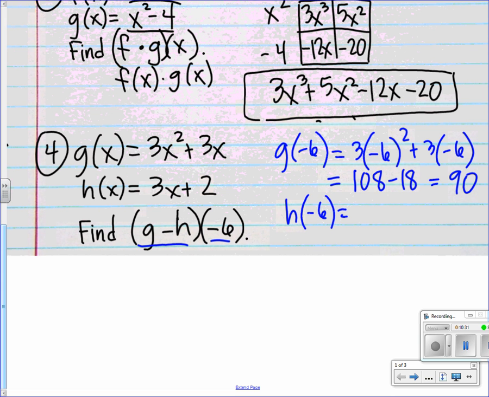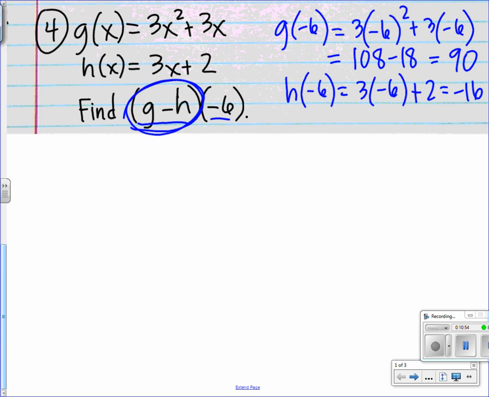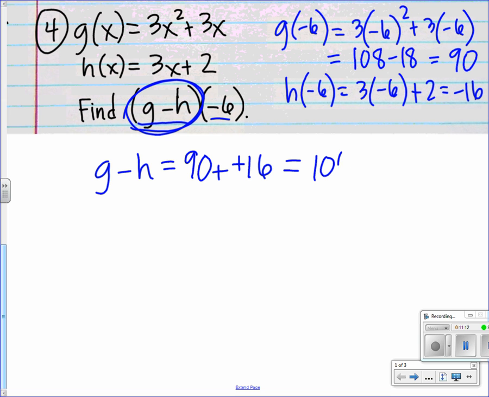Then we're going to plug in negative 6 into h of x. So I'm going to go 3 times negative 6 plus 2. What is negative 18 plus 2? Negative 16. So now I've plugged in negative 6 into each of the functions. What operation do I need to do? Subtract. So g minus h will be g, which is 90, minus h, which is negative 16. What is 90 minus negative 16? It's really adding, so it'll be 106.